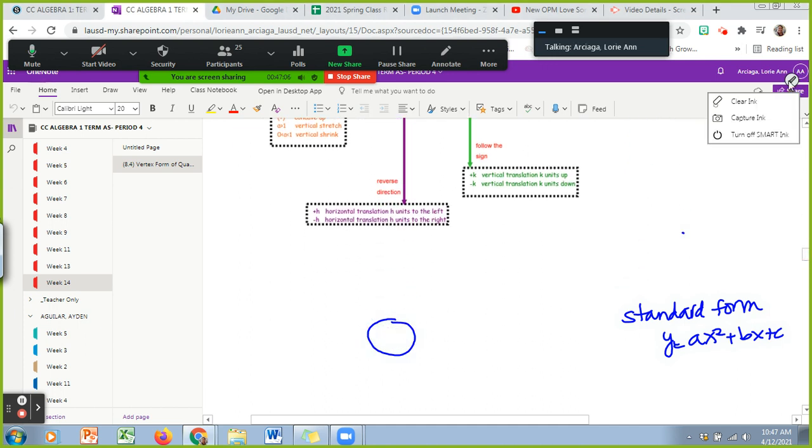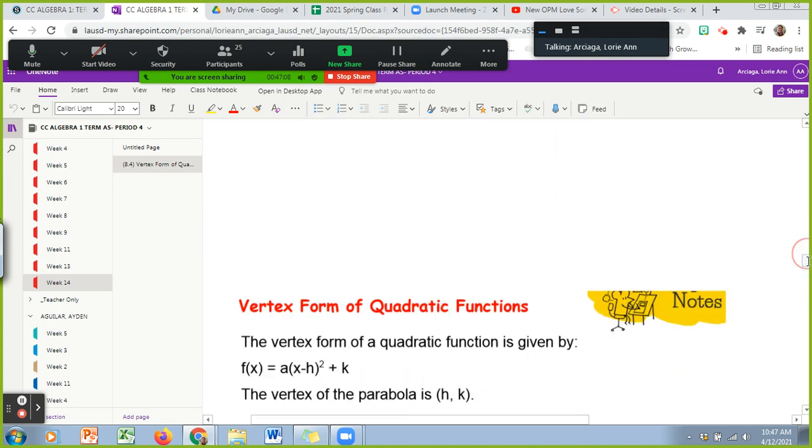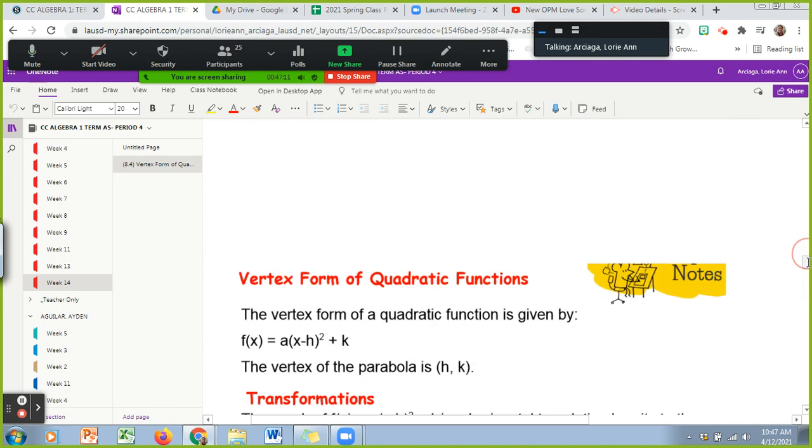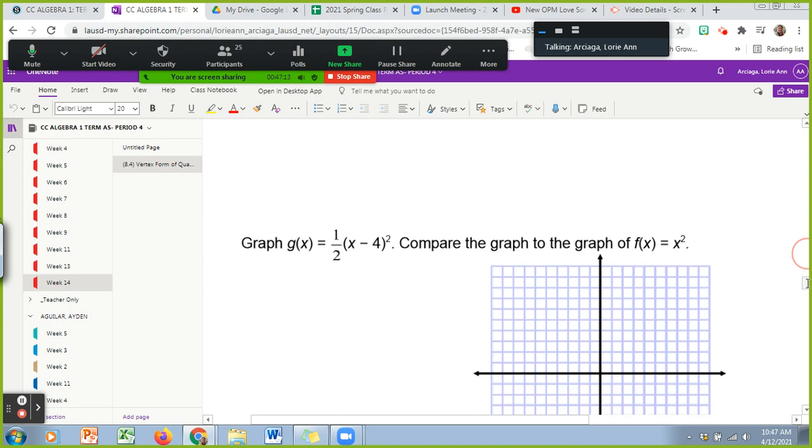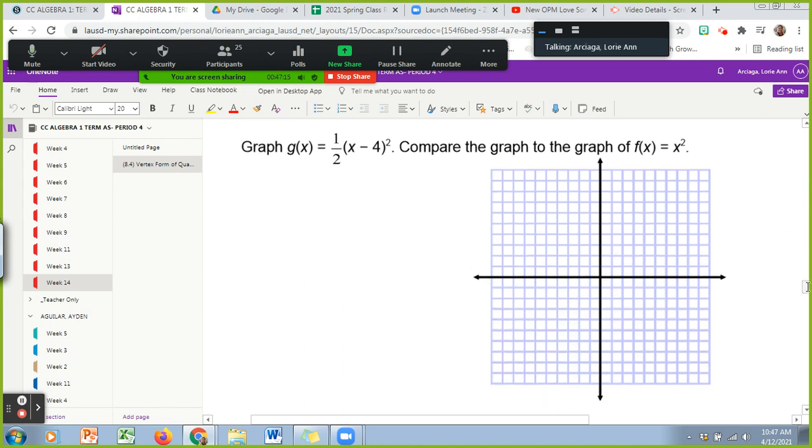Let me see if I added some examples over here. Not that one, it's just a longer explanation. Okay, here we go. On your paper, g of x is 1/2 times parentheses x minus 4, squared. It doesn't have anything after the square, so that means it's plus 0, because there's no other value.